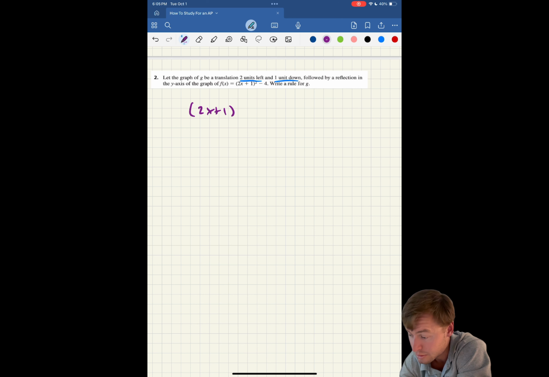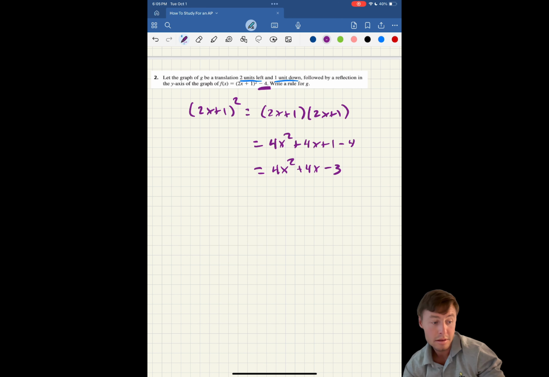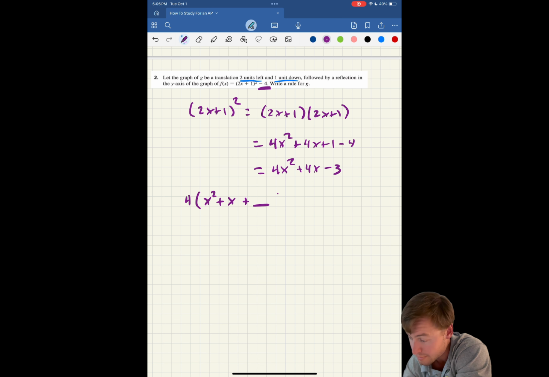So (2x + 1) squared is equal to (2x + 1) times (2x + 1), which is equal to 4x squared plus 4x plus 1. And then we still had that minus 4 out there, so we're going to add that in now. So this is 4x squared plus 4x minus 3. Now to put this in vertex form, you will factor out a 4 from the first two values. 4 times (x squared plus x plus some unknown value) minus 3 minus that same unknown value.